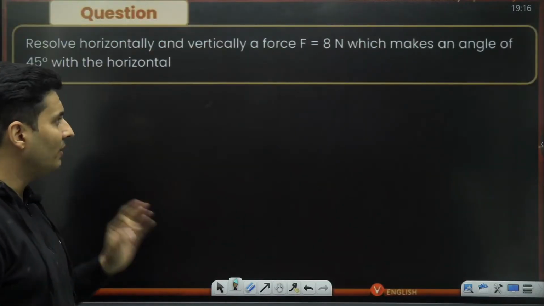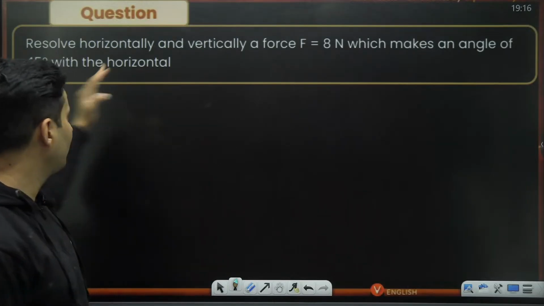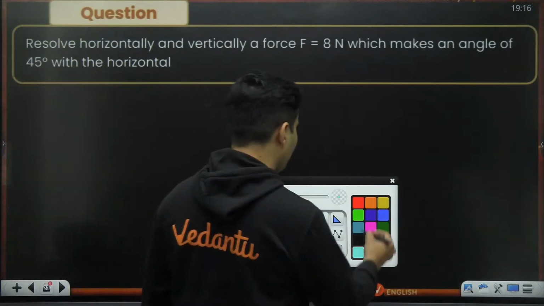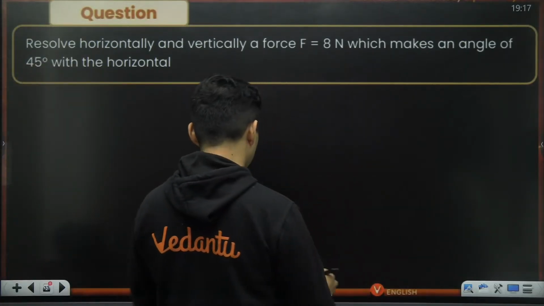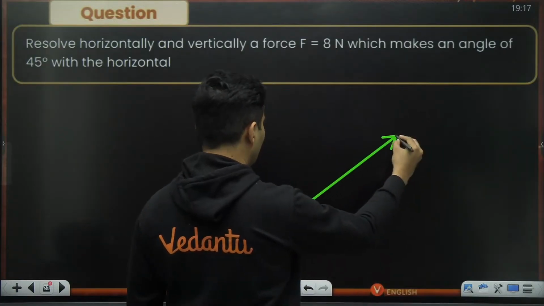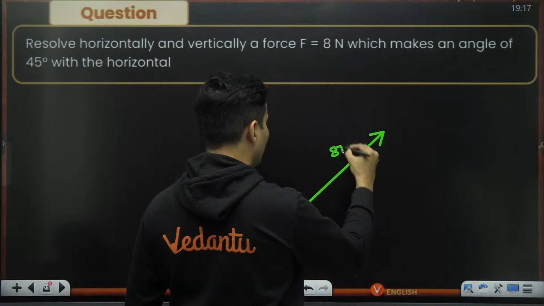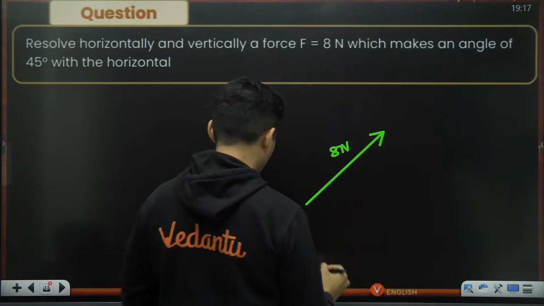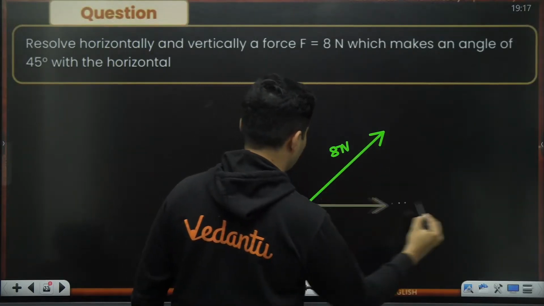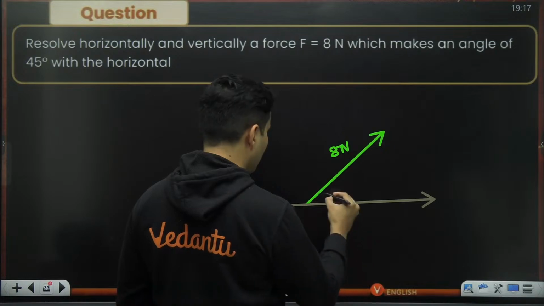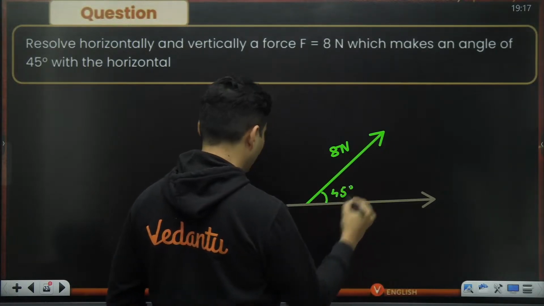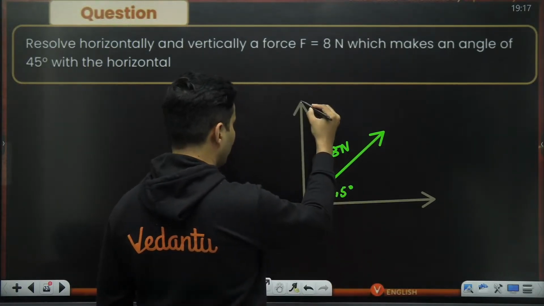Sir, let's take some questions. Resolve a force of 8 Newton which makes an angle of 45 degrees with the horizontal. So let's take a force whose value is 8 Newton. It is making 45 degrees with the horizontal. Okay, so the vertical is like this.